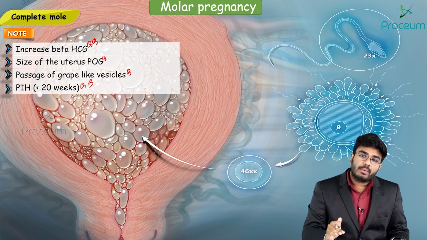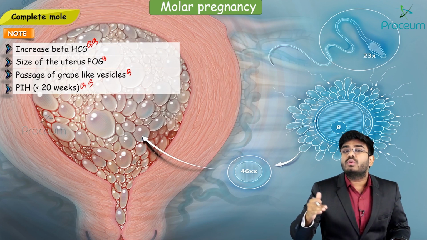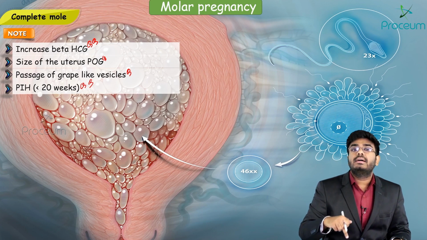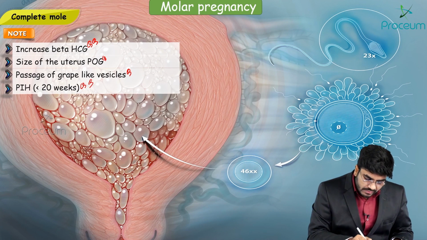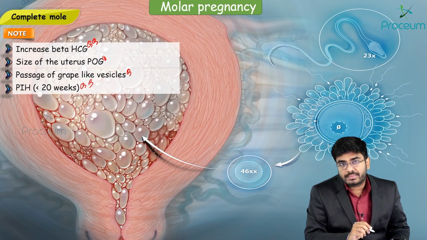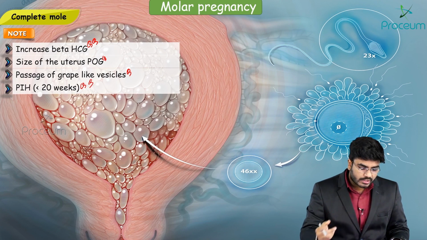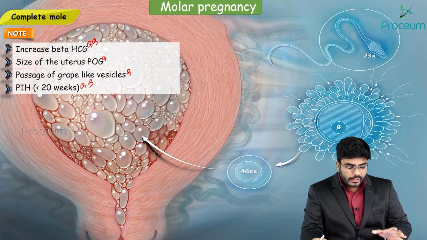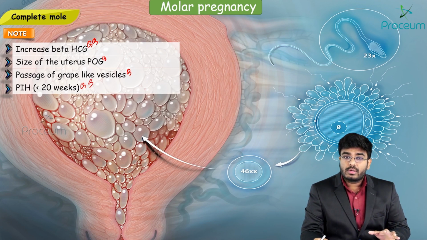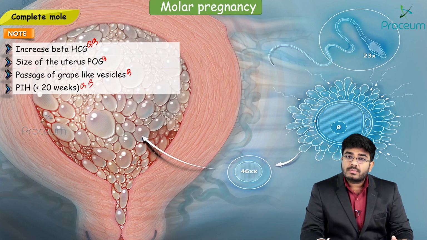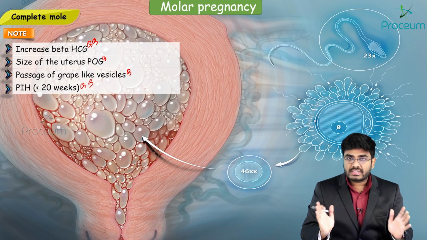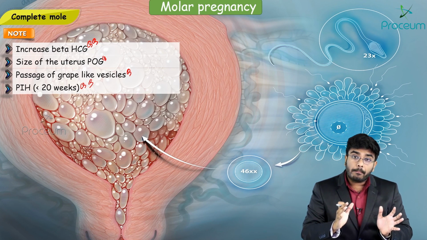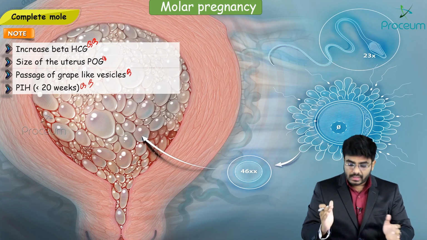Usually pregnancy-induced hypertension or preeclampsia is seen after 20 weeks of period of gestation. But here the pregnancy-induced hypertension will be seen before 20 weeks of period of gestation. That's something important to be noted. So all these are clinical features of a complete mole. These features can also be seen a little bit in partial mole. In the differences we will discuss that, but these symptoms are markedly seen with the complete mole.